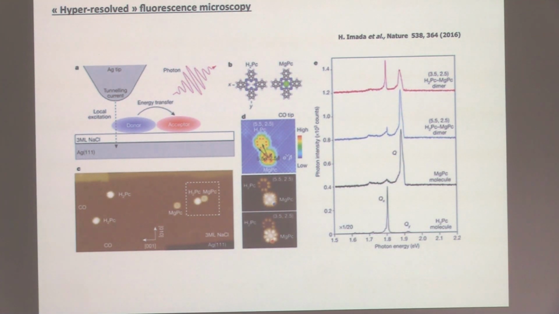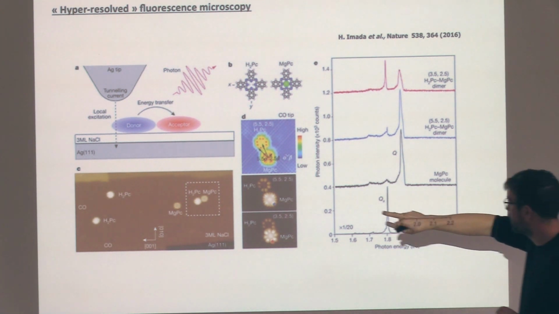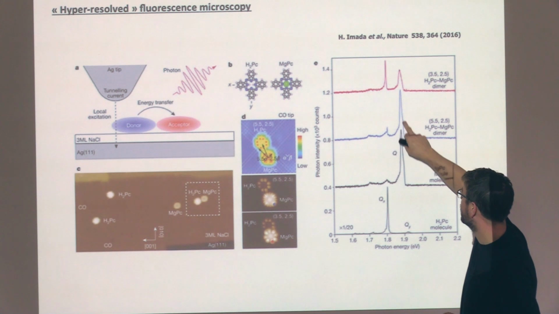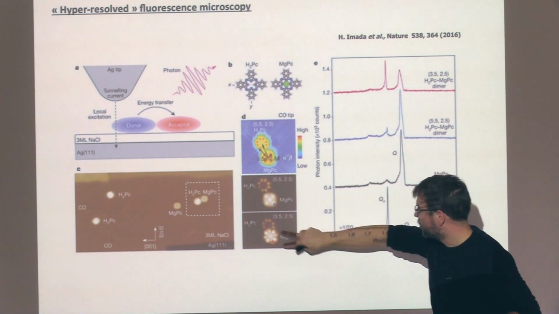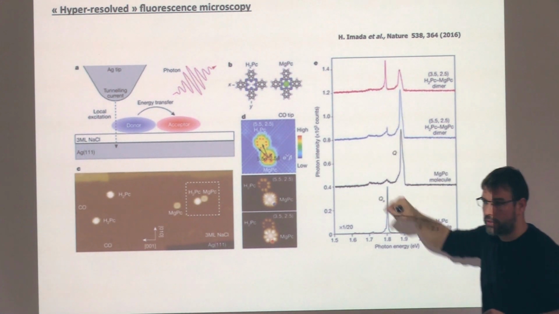Yes? So are these STM images? Yes, these are STM images. You can see H2Pc, MgPc, and here you have a close-up view of this dimer. They play with the distance between the two molecules and approach them. I'm not sure I can connect the two exactly now, but I think for this configuration, they excite MgPc. So they see essentially MgPc and a little bit of H2Pc. And as soon as they put them closer, the energy transfer becomes more efficient.